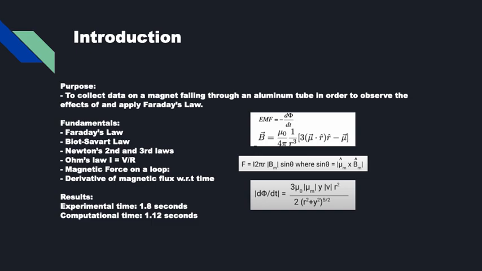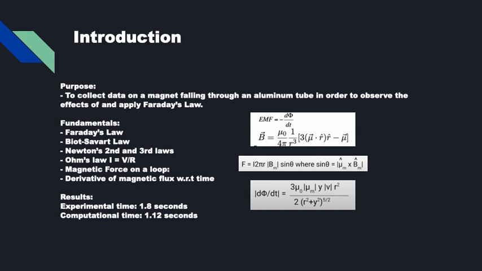For the introduction, the purpose was to collect data on a magnet falling through an aluminum tube in order to observe the effects of and apply Faraday's law. Some of the fundamentals we used were Faraday's law, Biot-Savart law, Newton's second and third laws, Ohm's law, the magnetic force in a loop, and the derivative of magnetic flux with respect to time, which are pictured on the right.